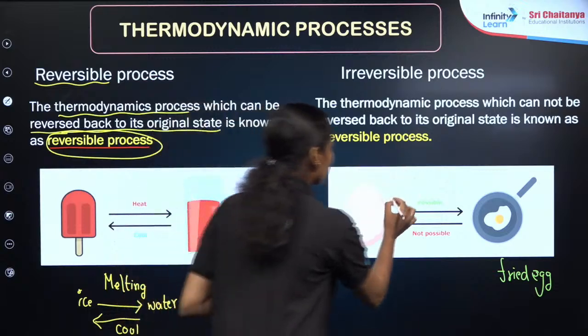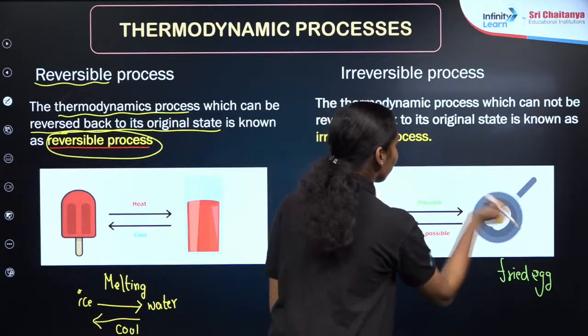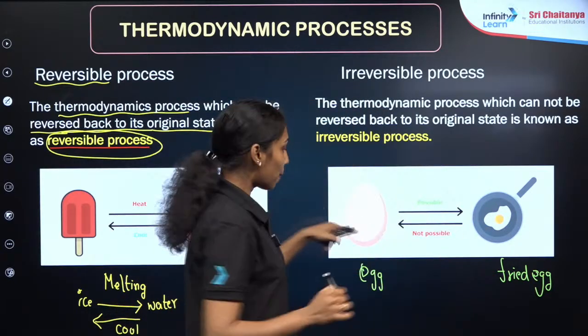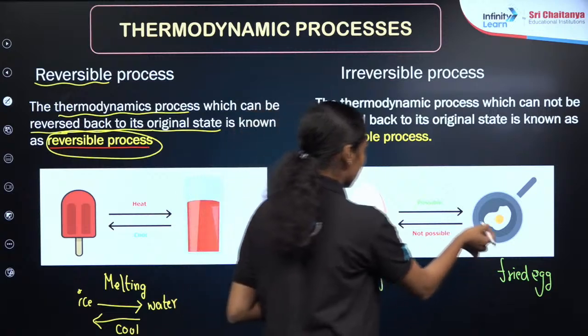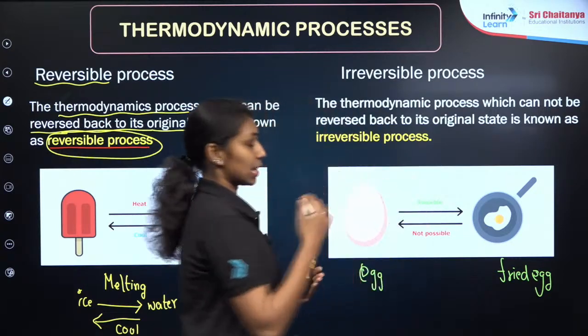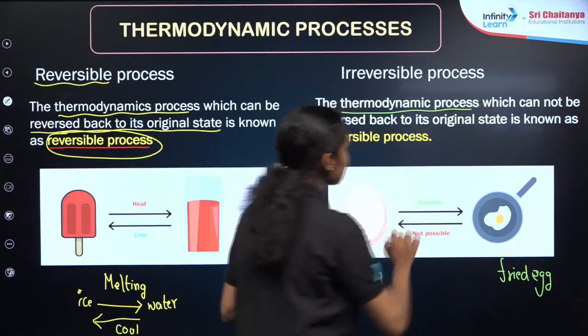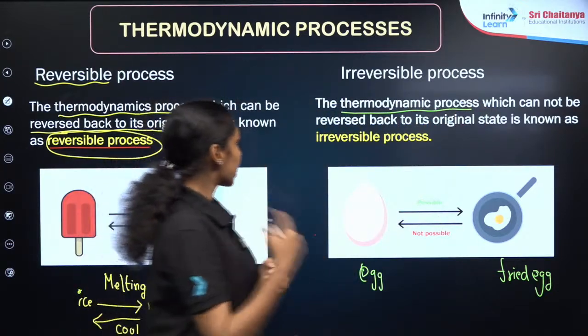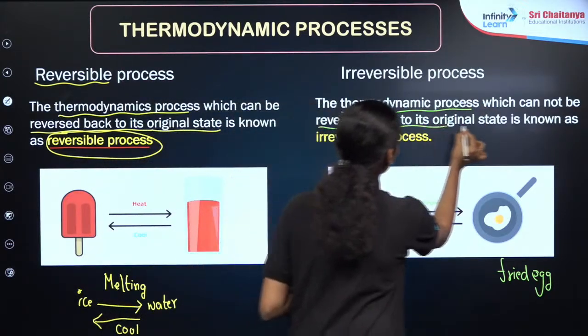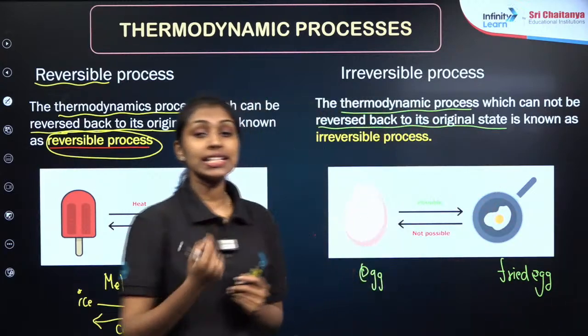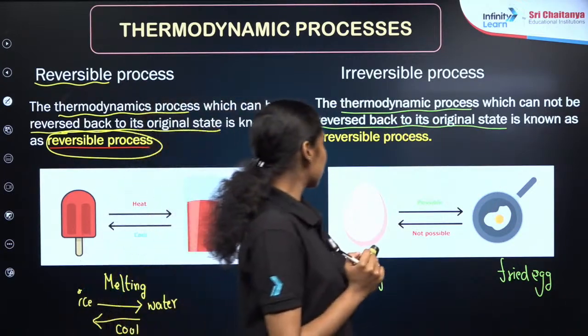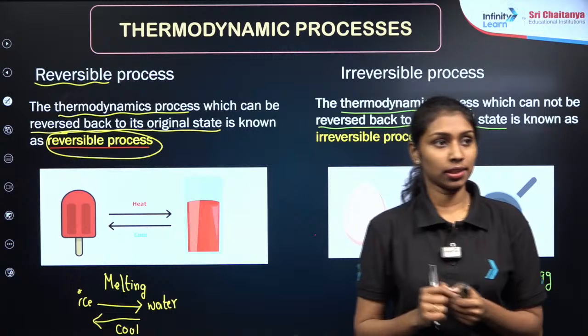In the forward direction it is possible, right? This egg can be converted into a fried egg, but it cannot be converted back into the original egg. So, considering the same thing in the case of a thermodynamic process, the process which cannot be reversed back into its original state is known as an irreversible process, right? Irreversible process. Clear?